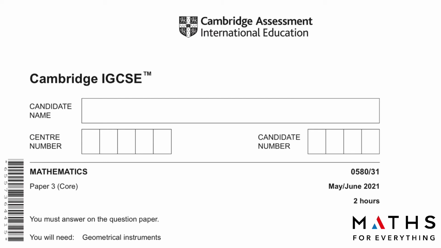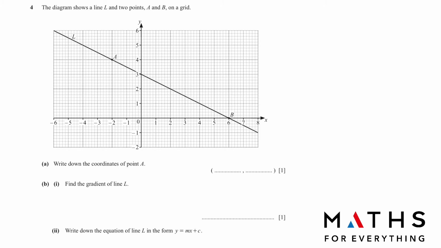Today we are going to solve Cambridge GCSE Mathematics Paper 3 Core, Variant 3-1, May-June 2021, question number 4 onwards. Let's start. The diagram shows a line L and 2 points A and B on a grid. Write down the coordinates of point A.